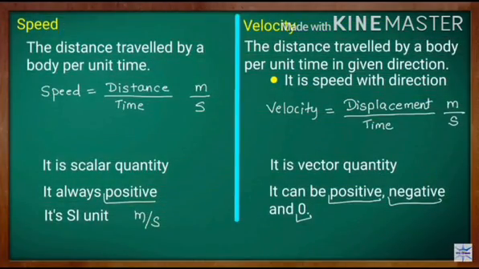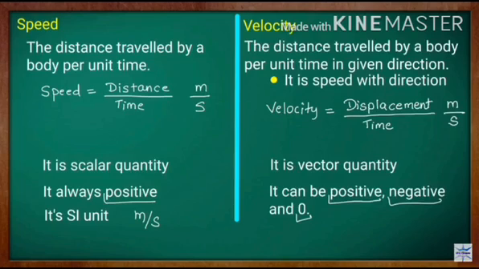This is an important question. What is the difference between speed and velocity? The distance traveled by a body per unit time is called speed, whereas the distance traveled by a body per unit time in a given direction is called velocity. It is a speed with direction.